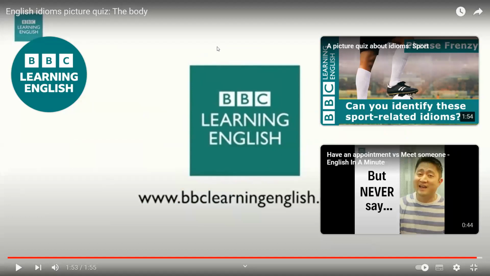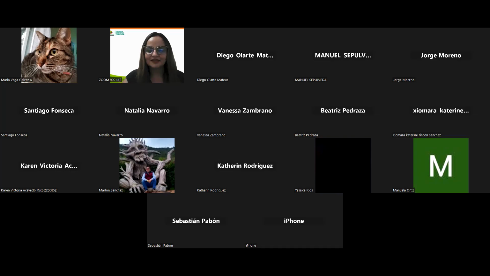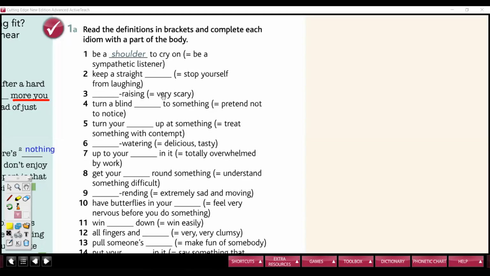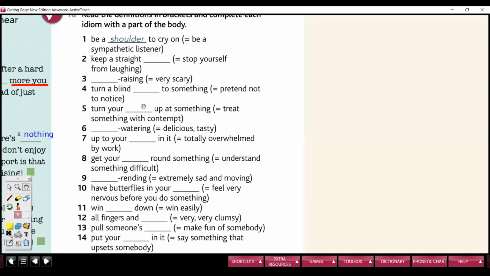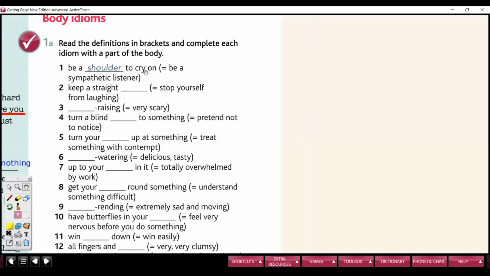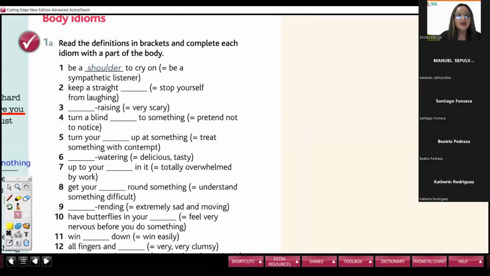Okay, boys and girls, very good. Yes, Jorge, yeah, is that. Okay, let's go to our book. Let's go back. We have 14, I said 8, no, 14, sorry. And we already have the first one done. What is good is that we don't have to guess the meaning because they give us the meaning. But what we have to guess or check is what is the body part we are missing.